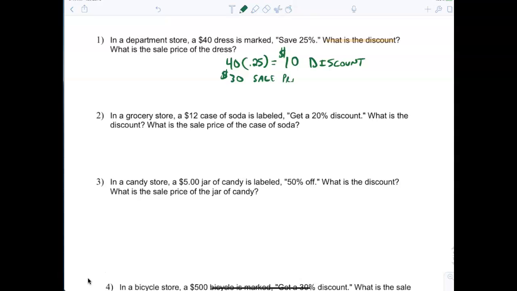Now, could we do 40 times 0.75? What do you think that would be? It would be 30. That's exactly right. If you wanted to double check your work, that's how you could do that. Now does everybody understand the difference from yesterday and today? They're asking for the discount, which I think is kind of important. Because sometimes on a test, they'll say, what's the discount? You can't just automatically assume they're asking for the sale price.